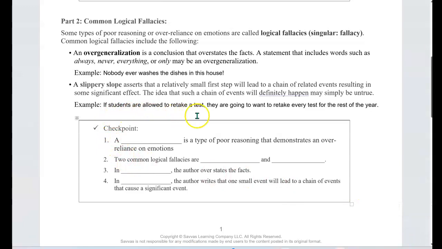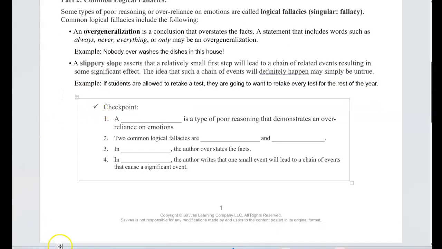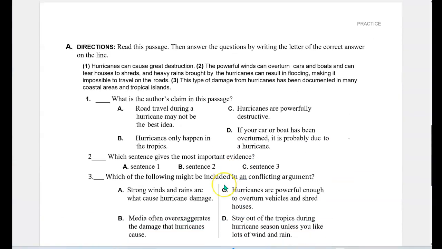If students are allowed to retake a test, they're going to want to retake every test for the rest of the year. Not necessarily. They might not need to retake every test if you teach well. So that's an example of slippery slope. So stop the video now. Do the checkpoint.